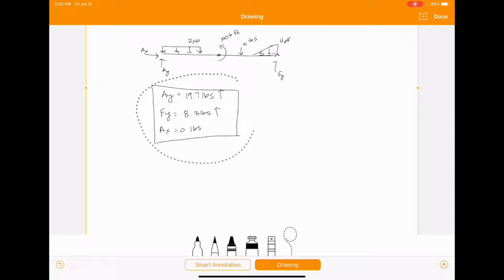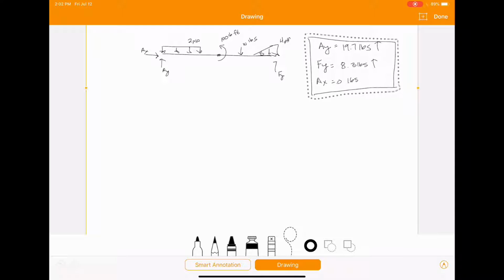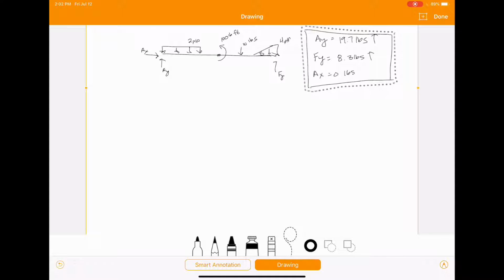Again, I solved for those previously. If you're having issues solving for those reactions, head back to our equilibrium of a rigid body video, and it'll explain how to do that in detail. So for this, we're going to go ahead and just start drawing our shear and moment diagrams, because we're just going to do it visually, so we don't need to solve for anything else. So this is going to be our shear, and we're using pounds.